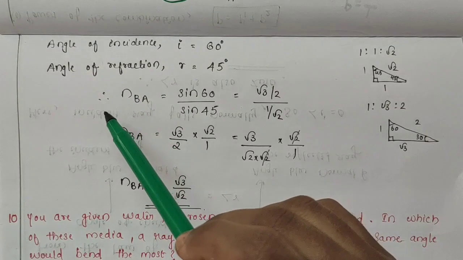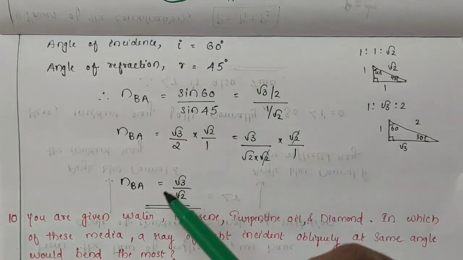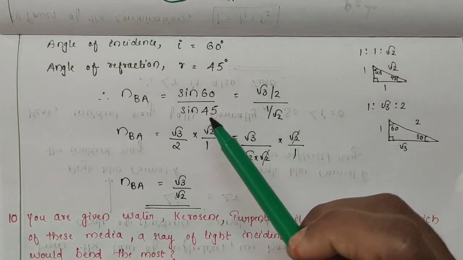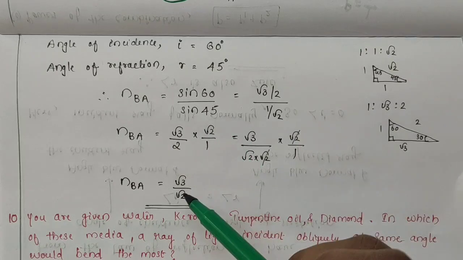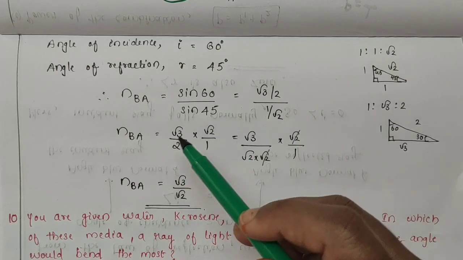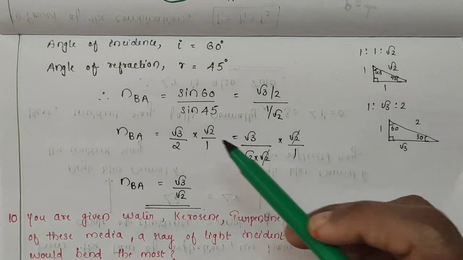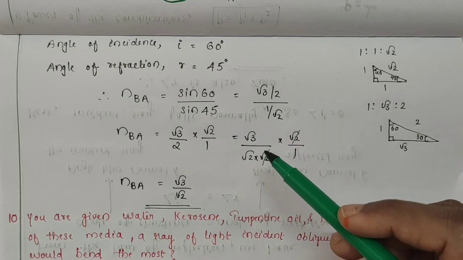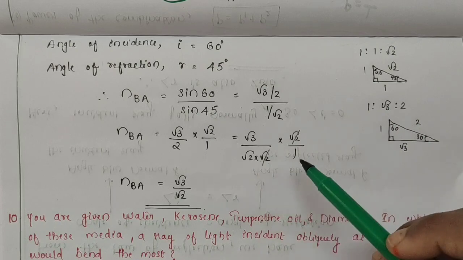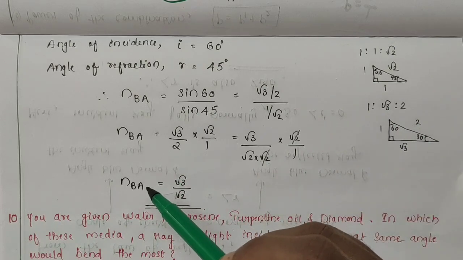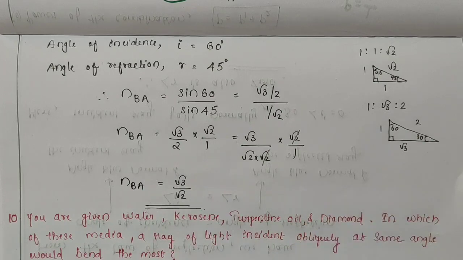So we can write the refractive index of B relative to A is equal to sin I by sin R, that is sin 60 divided by sin 45. Sin 60 is root 3 by 2, sin 45 is 1 by root 2. Multiplication with reciprocal, so root 3 by 2 into root 2 by 1. See, this 2 can be written as root 2 into root 2, no? Root 2 into root 2 will give you 2. So root 3 by root 2 into root 2 into root 2 by 1. This root 2 and this root 2 can be cancelled. So thus we have root 3 divided by root 2 into 1. Root 2 into 1 is root 2. So NBA, that is refractive index of B relative to A, is equal to root 3 by root 2.